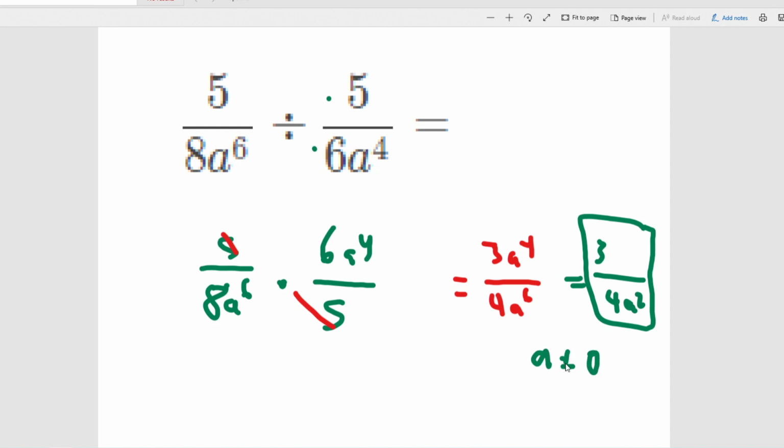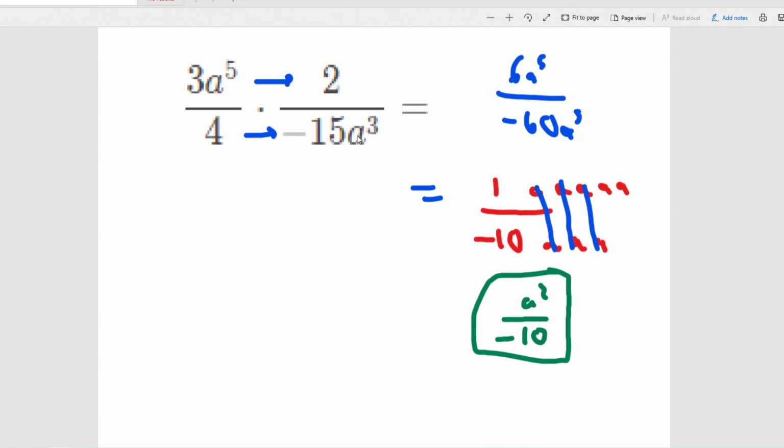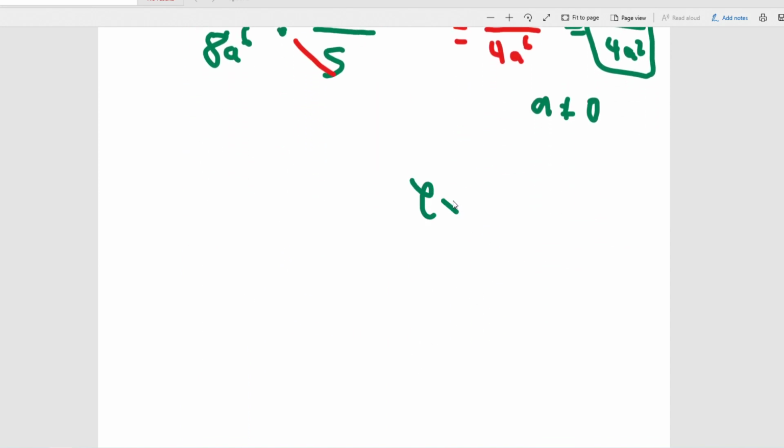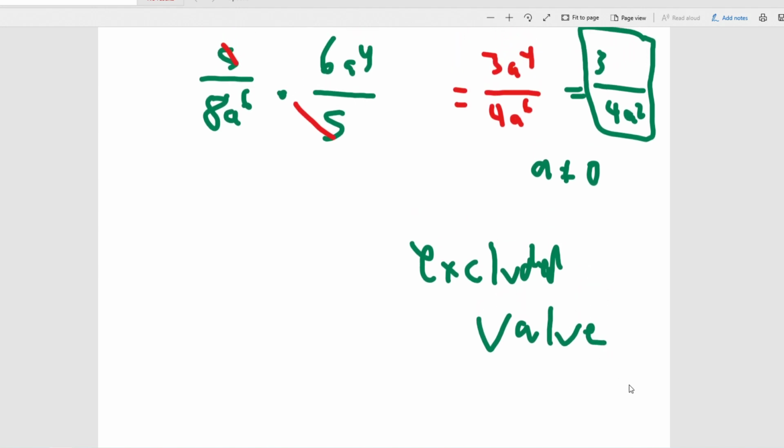So I'll write just a cannot equal 0. Similarly, up here, if there's an a at the bottom, right there, you can't have a 0 as a, because negative 15 times 0 is still 0. So I also have to state, even if it's anywhere in the problem, that a cannot equal 0 here. It's called an excluded value. It's called, I'll write it here, excluded value. And you'll see those. Or an undefined value is another way of seeing it.